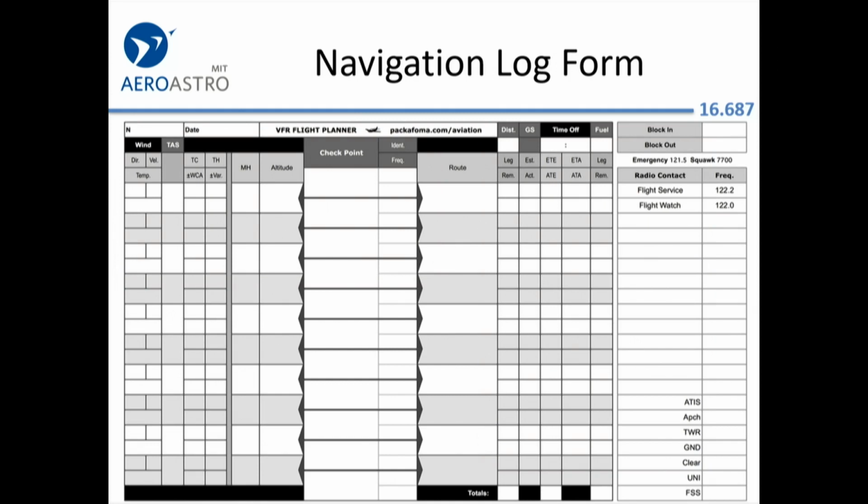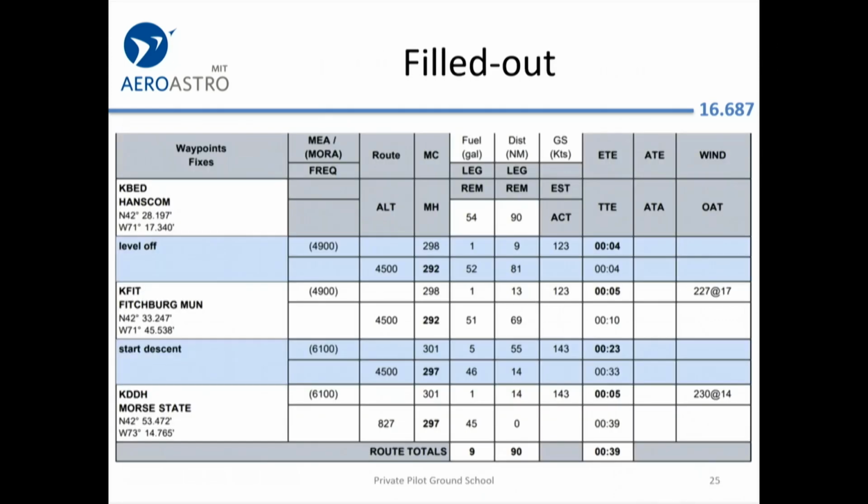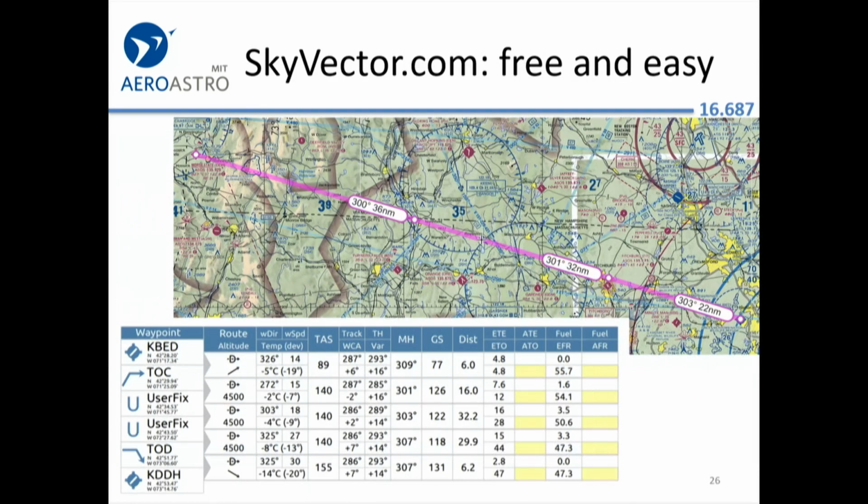It's based on a forecast, again, of the winds aloft, so it's never going to be exactly right. And we use it to fill out one of these navigation log forms. Once it's all filled out, you can see that it's a lot easier to do if you just ask some computer application to do it for you. Like SkyVector is free, and it will do it for you using the forecast winds. Then when you're flying along, as I said, you make corrections.